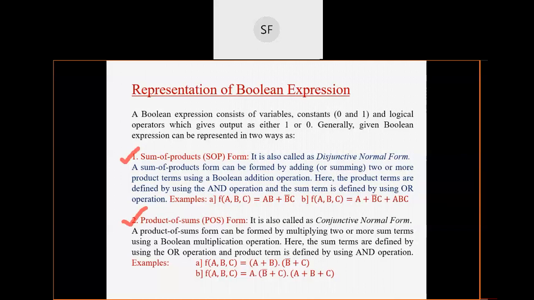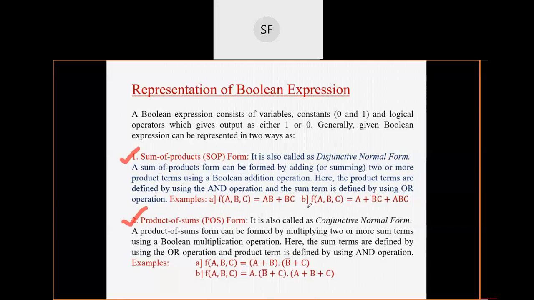Generally, a given Boolean expression can be represented in two ways. First one, sum of product, that is SOP form. It is also called disjunctive normal form. A sum of product form can be formed by adding or summing two or more product terms using Boolean addition operation. Here, the product terms are defined by using AND operation and the sum term is defined by using OR operation.